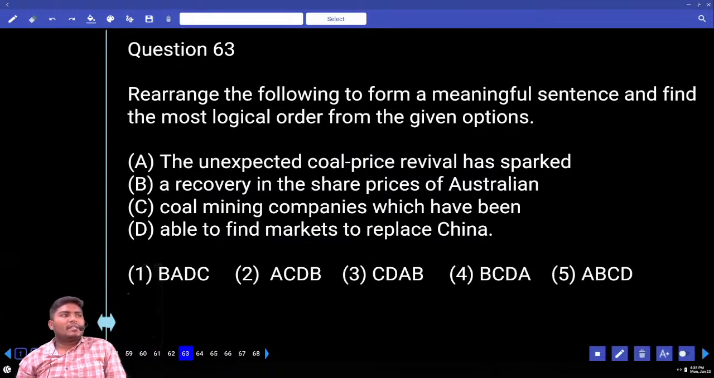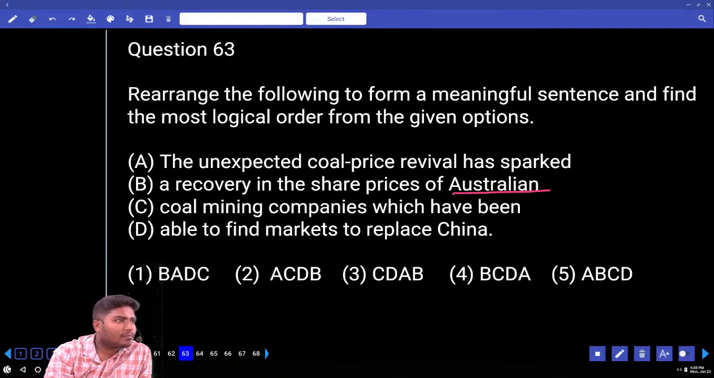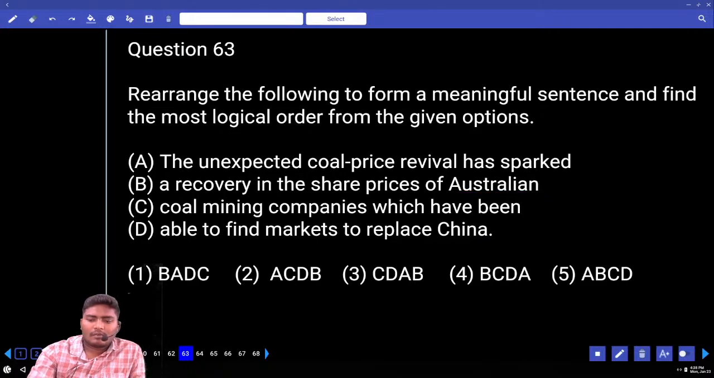Tell me any 2 sentences which cannot be used at the ending. C. Anything else? A. Australian. Can you tell me the parts of speech of the word Australian? What is the parts of speech of this word now? That is noun. India, what is the parts of speech? Indian, adjective. Remember, Australian is noun.